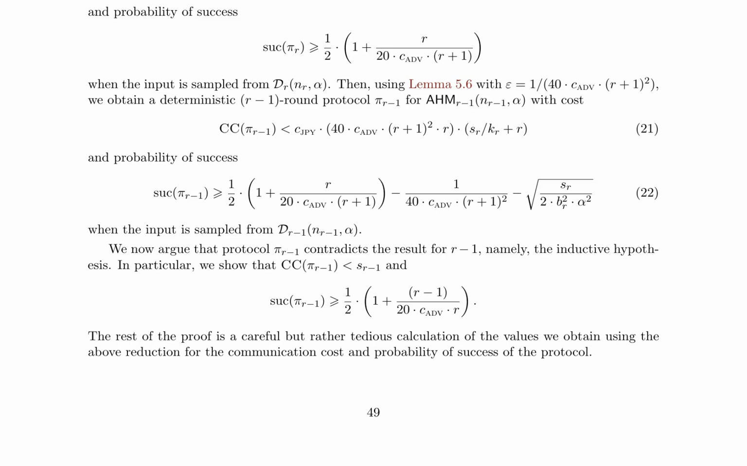The authors argue that protocol pi_{R-1} contradicts the result for R-1, namely the inductive hypothesis, by showing that CC(pi_{R-1}) is less than S_{R-1} and suc(pi_{R-1}) is greater than or equal to 1/2(1 + (R-1)/(20 C_ADV R)). The proof involves a careful calculation of the values obtained using the above reduction for the communication cost and probability of success of the protocol.